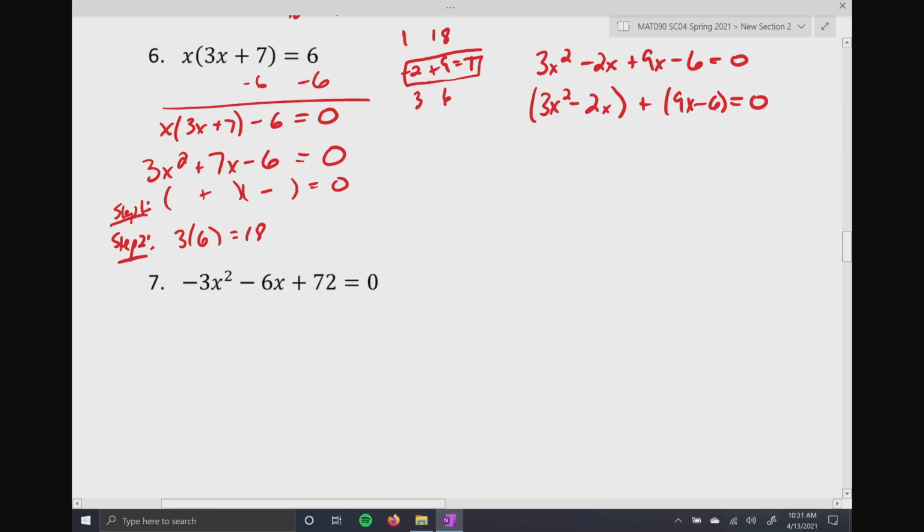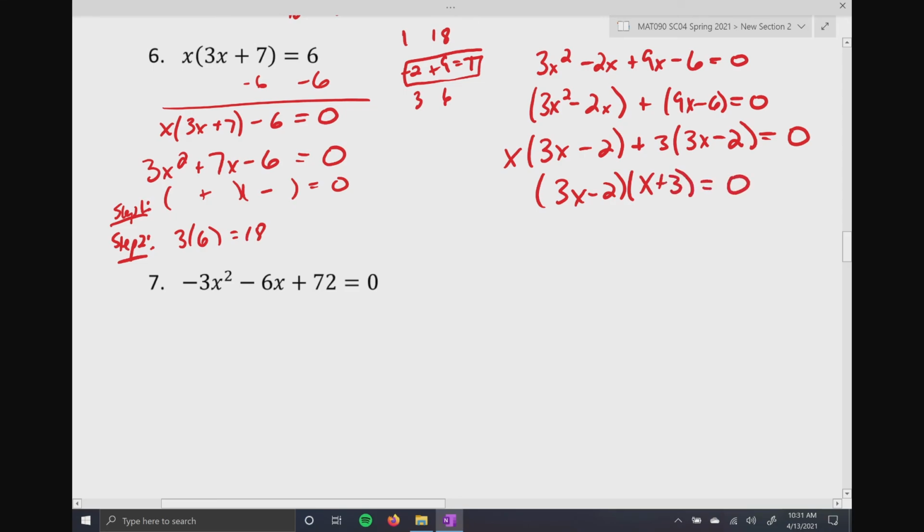Because the next step, I have to find my little GCF. So I can factor out an x. And in the second set of parentheses, I can factor out a 3. So I'm feeling good about myself. I know I'm right. Factor out my 3x minus 2. What's left over is x plus 3. So now that I have it written in factored form, I can set each one of these factors equal to 0.